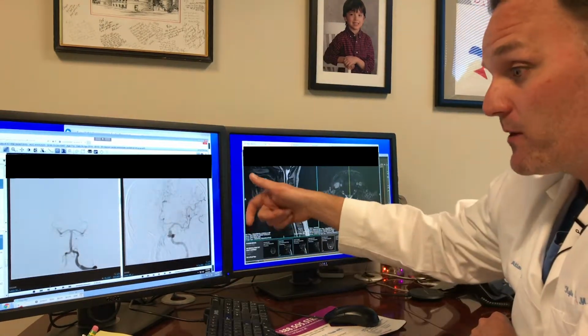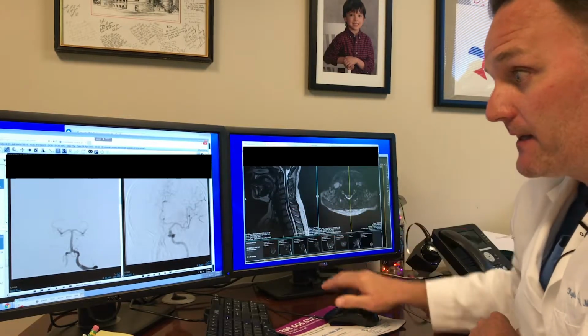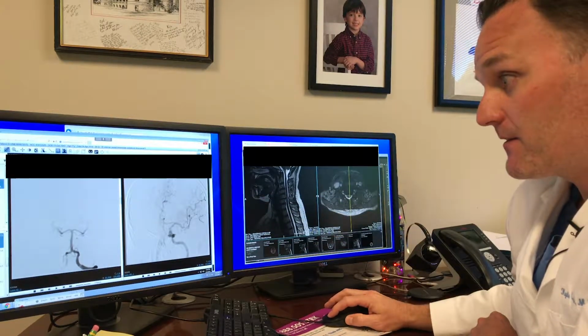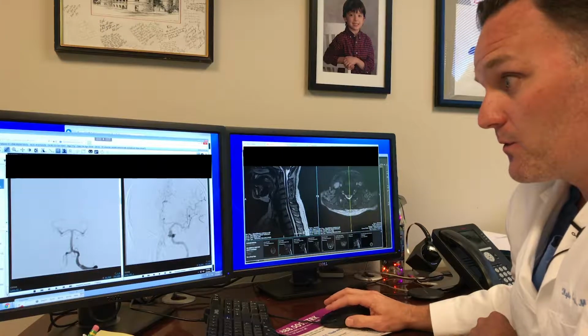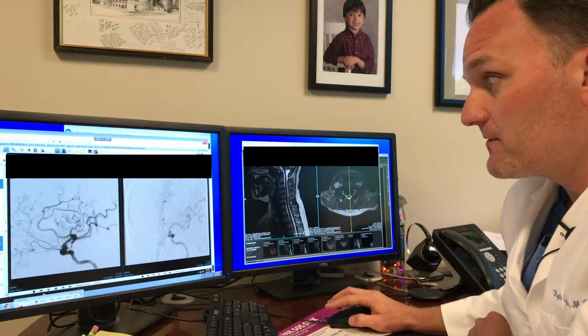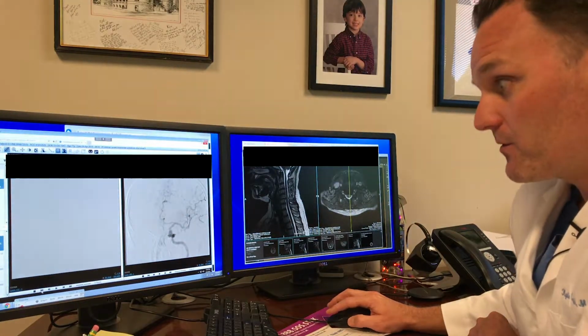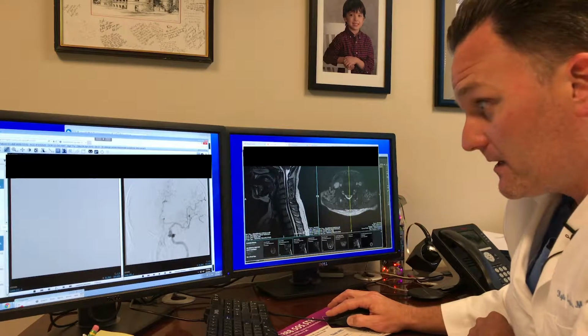The catheter's entry point is at a large vessel on the top of the leg, and then that catheter goes up through that blood vessel. But yeah, it's a large blood vessel at the top of the leg, and we can also go through arteries in the wrist.